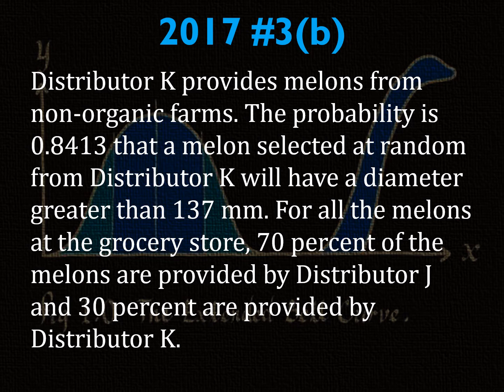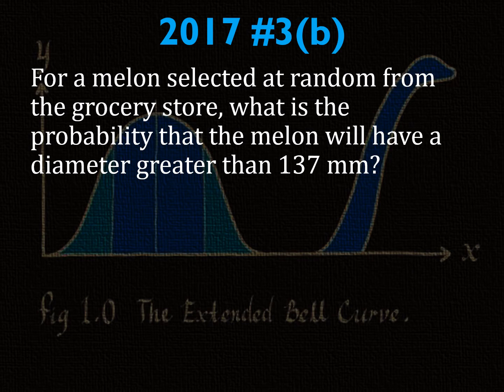Part B, distributor K provides melons from non-organic farms. The probability is 0.8413 that a melon selected at random from distributor K will have a diameter greater than 137 millimeters. For all the melons at the grocery store, 70% of the melons are provided by J and 30% are provided by K. So for a melon selected at random from a grocery store, what is the probability that the melon will have a diameter greater than 137 millimeters?